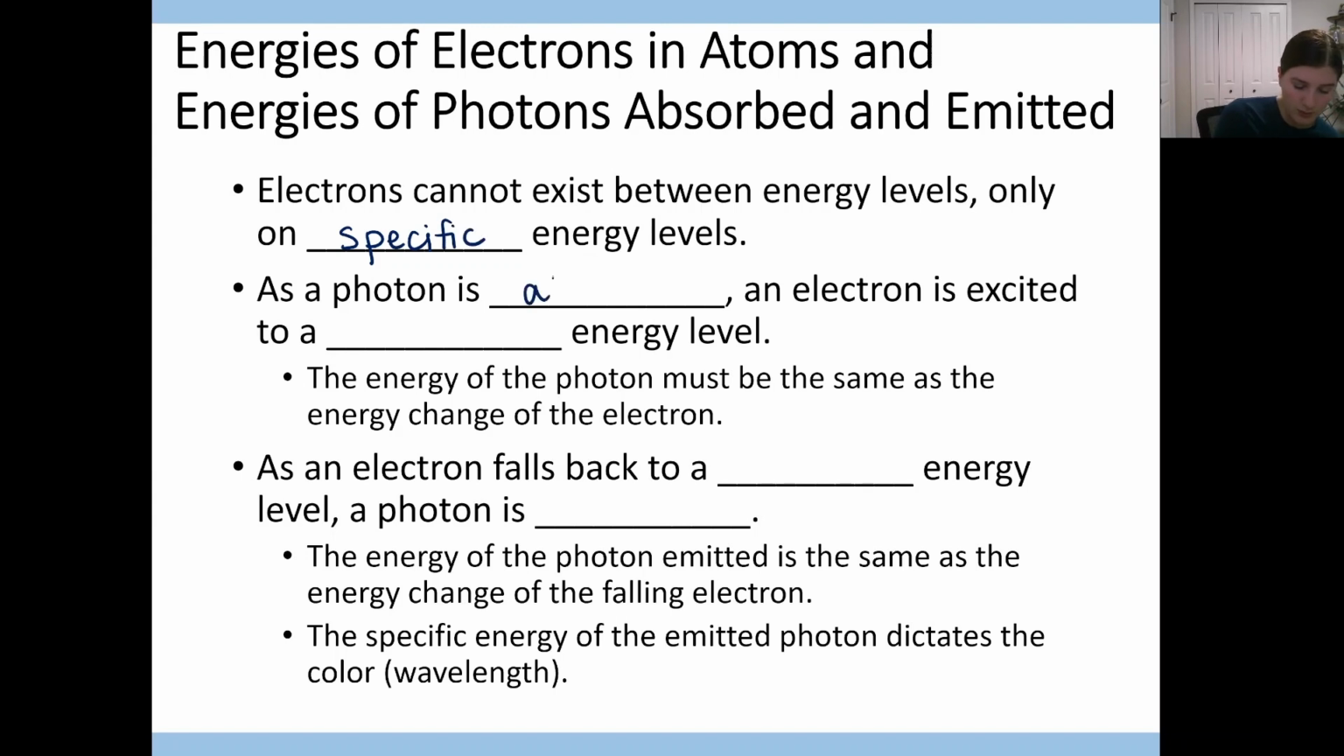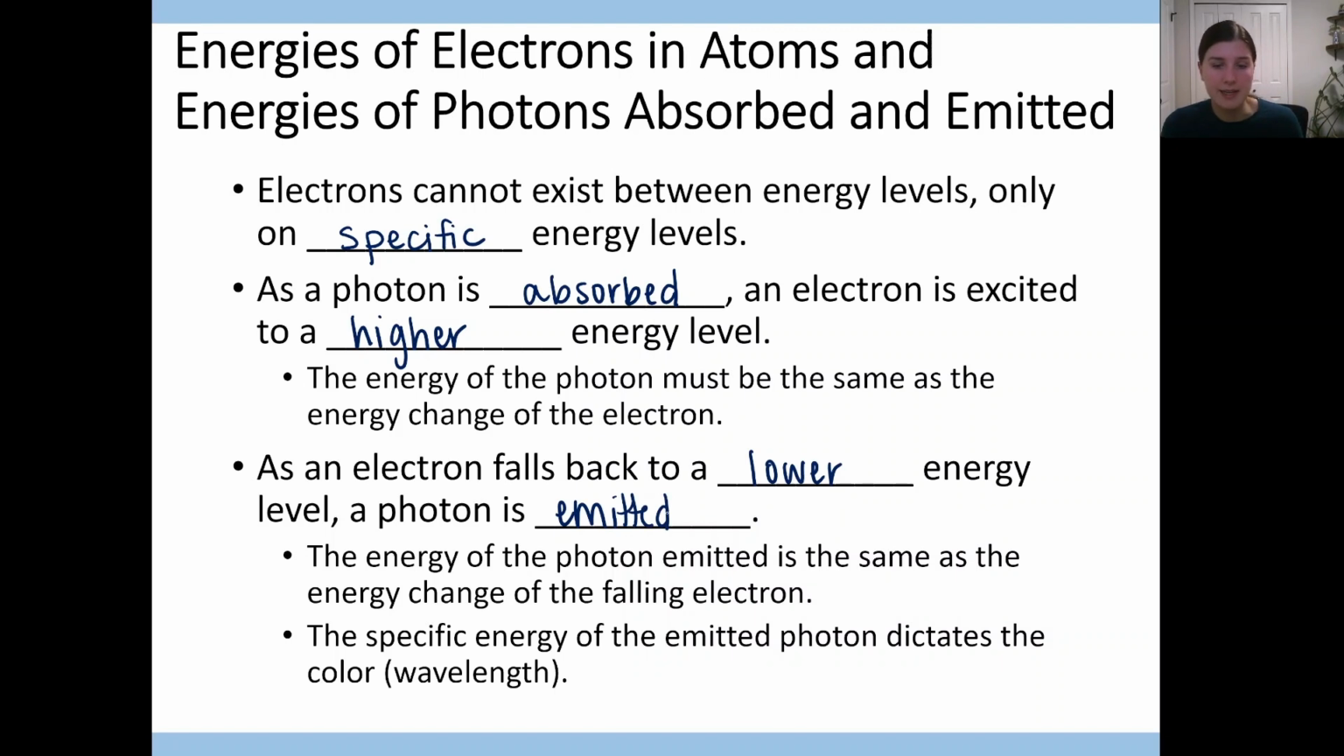As a photon is absorbed, an electron is excited to a higher energy level. So the energy of the photon is equal to the energy change of the electron or the atom that is holding that electron. And then as an electron falls back down to a lower energy state, a photon is emitted, and the energy of that photon emitted is the same as the energy change for the falling electron. And the specific energy of the emitted photon dictates the color, in other words, the wavelength.